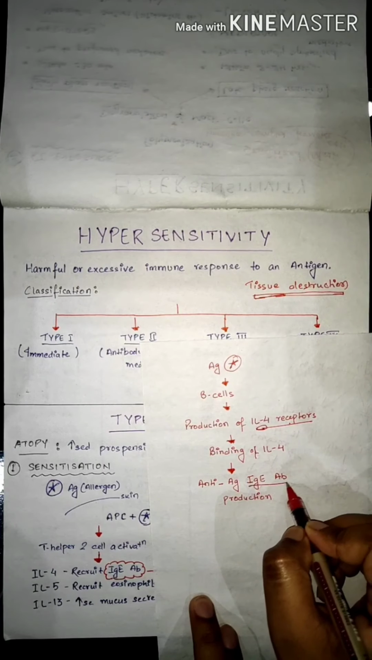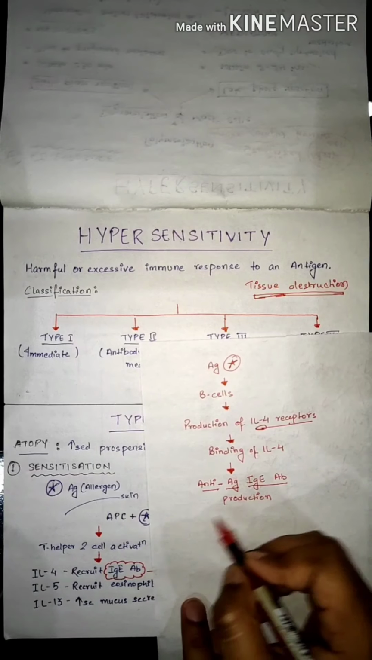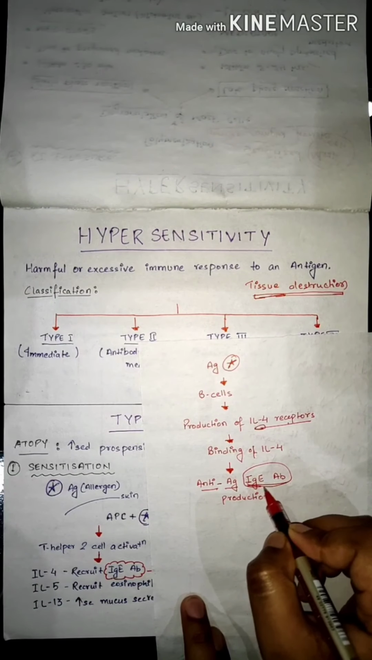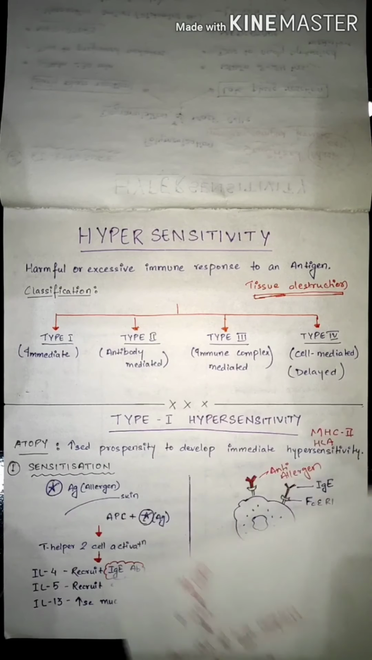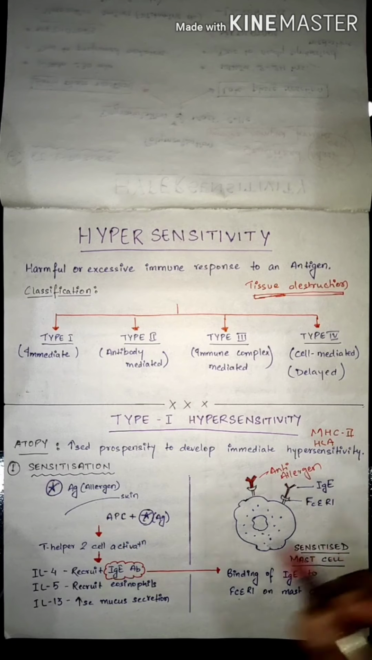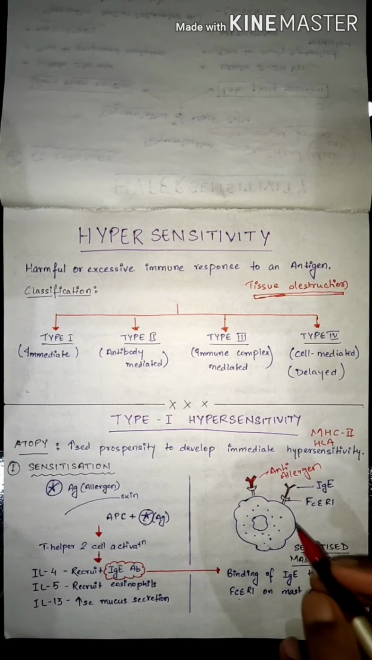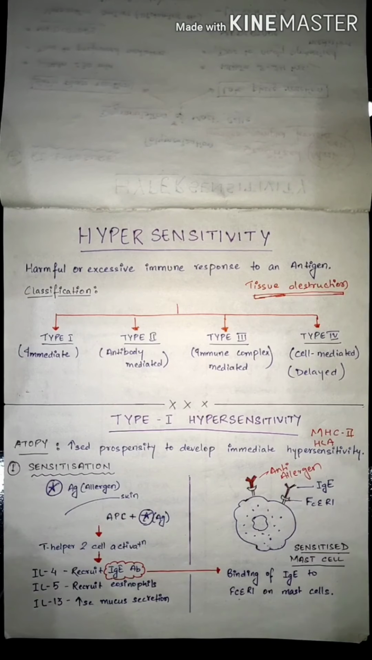Now these IgE antibodies are anti-antigen, meaning these IgE antibodies are produced against these antigens. Now that these IgE antibodies are produced, they will go and bind to the Fc receptor on mast cell. Now what are mast cells? See, like in blood, we have basophils. Mast cells are the counterpart of basophil in our tissue.